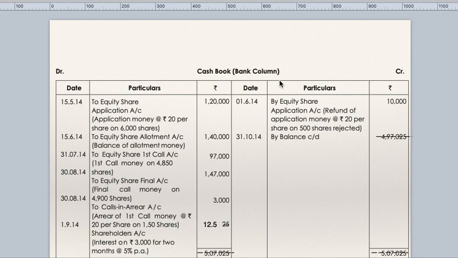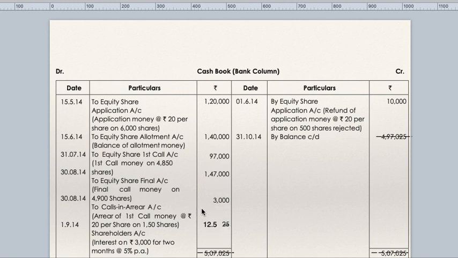Now we will see the cash book. Equity share application they have received 1,20,000, out of that 10,000 is refunded back. So to equity share application, by equity share application refund. Equity share allotment they have received 1,40,000 because 10,000 they have received with application. First call money they have received 97,000. Final call money they have received 1,47,000. First calls in arrears they have received 3,000.